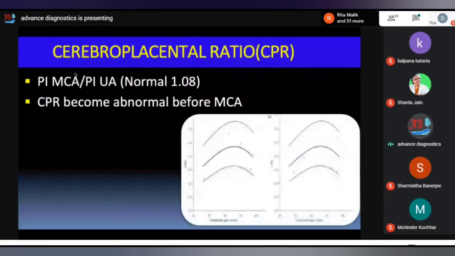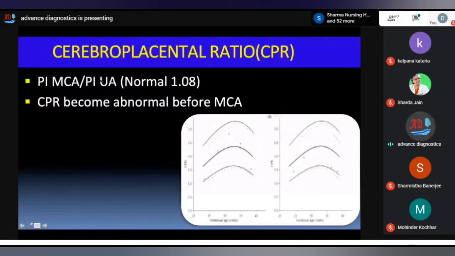How? Because CPR is actually the ratio of the MCA PI to the PI of the umbilical artery. So if the MCA is normal and the changes are only confined to the umbilical artery in the early stages, even in those circumstances CPR will be abnormal. So CPR becomes abnormal even before MCA.